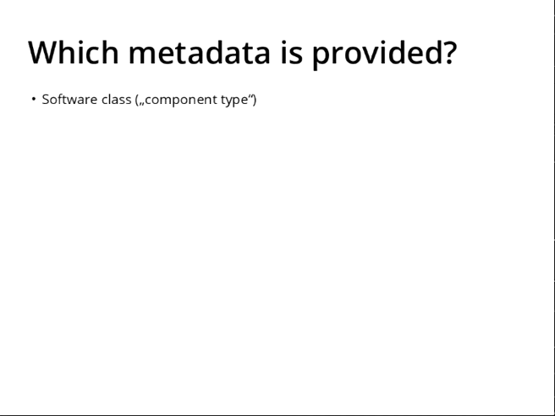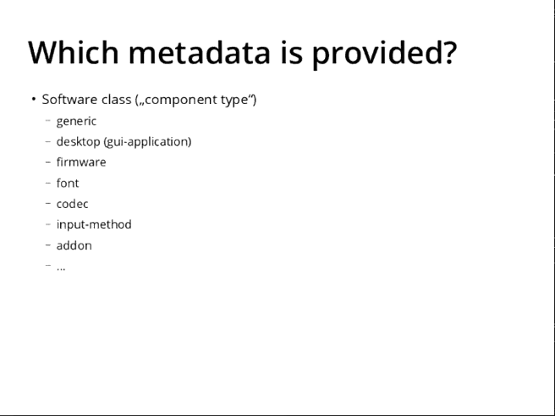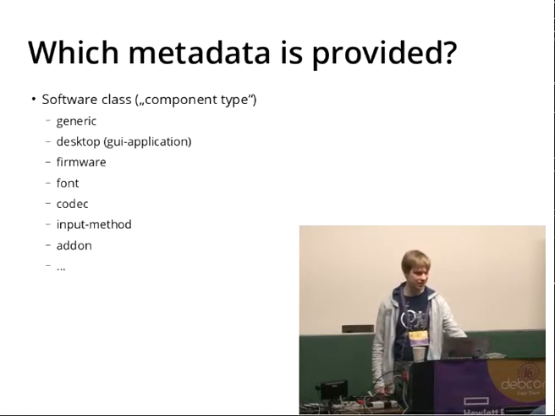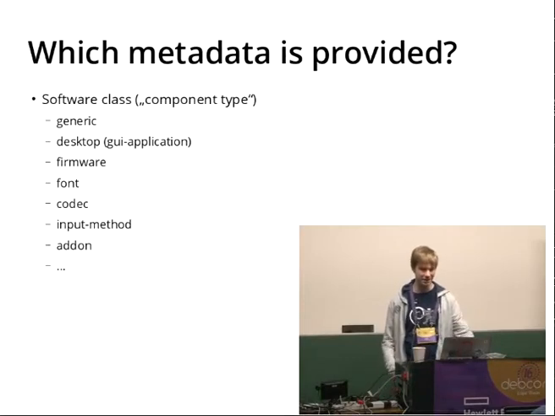So which metadata do we actually provide? The first thing AppStream does is to separate the different software we have in a distribution into a set of components. There are a few component types, which are mainly the component type generic, which can be used to describe any software, the component type desktop, which is for GUI applications, then of course firmware, if you want to have metadata for firmware, and fonts, codecs, input methods, add-ons which extend other components. So this is what we currently separate our software in the archive into. There are a few ideas for more categories, but I will come to that later.